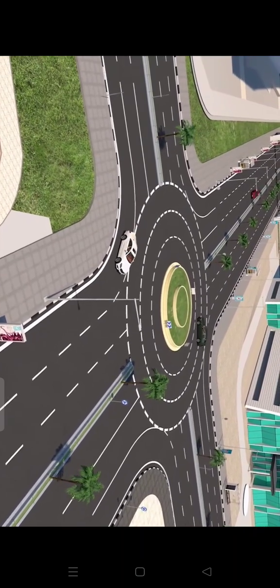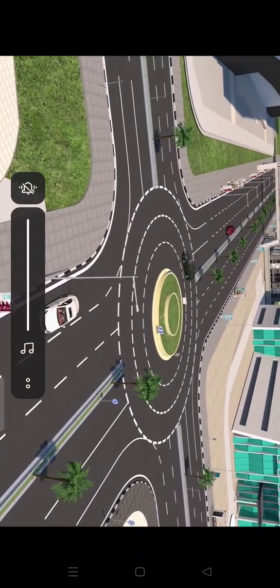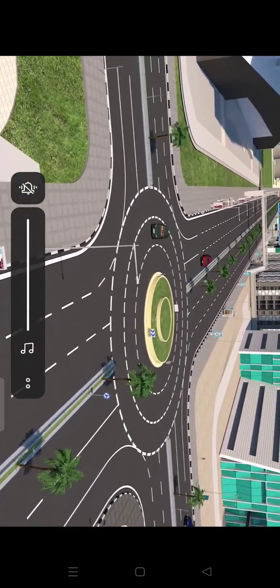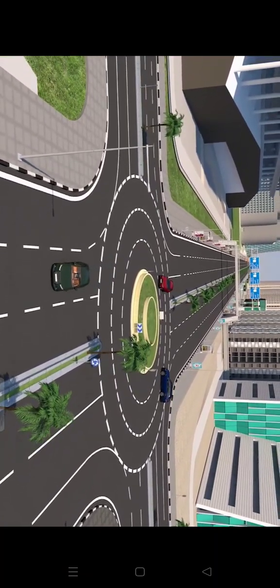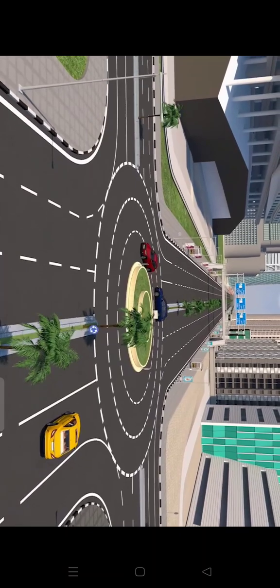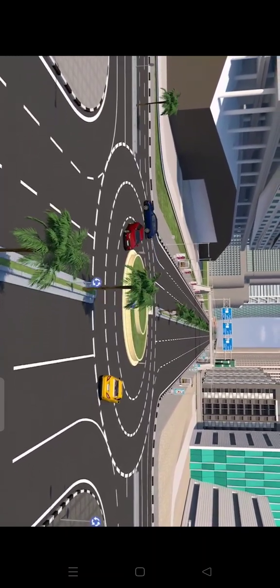Roundabouts. Definition of a roundabout. It is a crossroad that consists of one or more lanes at the center of which there's an island in a circular shape. All vehicles going through it must move anti-clockwise.